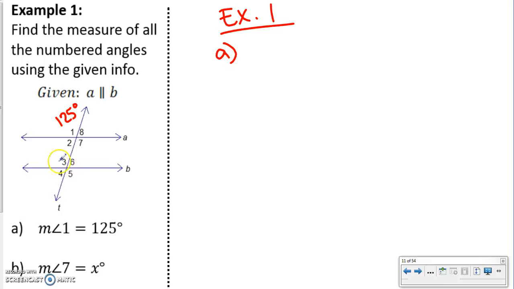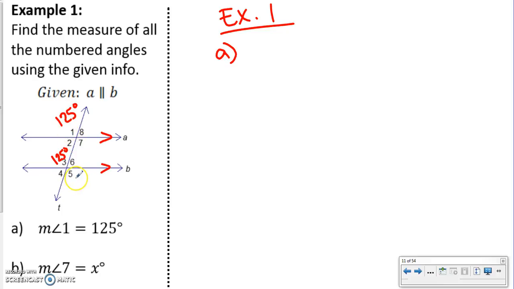Angle 3 does. So that means since these lines are parallel, and I forgot we need to mark that in our picture. We learned that in section 3.1, how to mark parallel in your picture. Since these are parallel, then I know 1 and 3, these corresponding angles, are going to be congruent to each other. So I know that's 125 degrees. What kind of angles are angles 1 and 5?